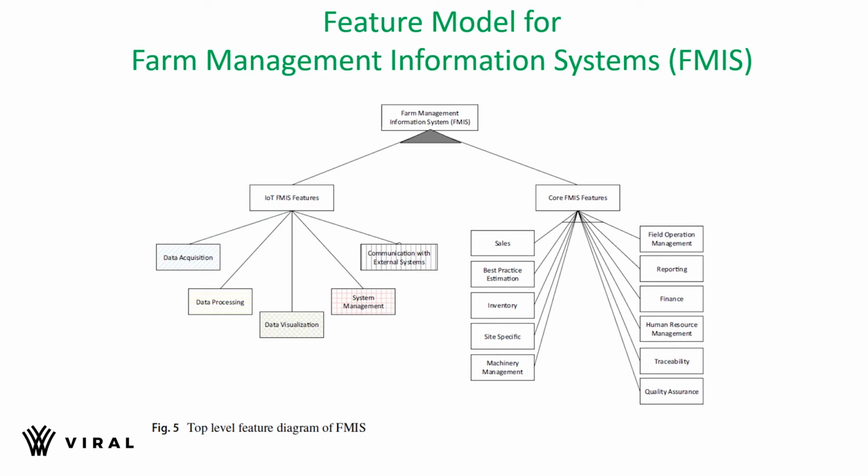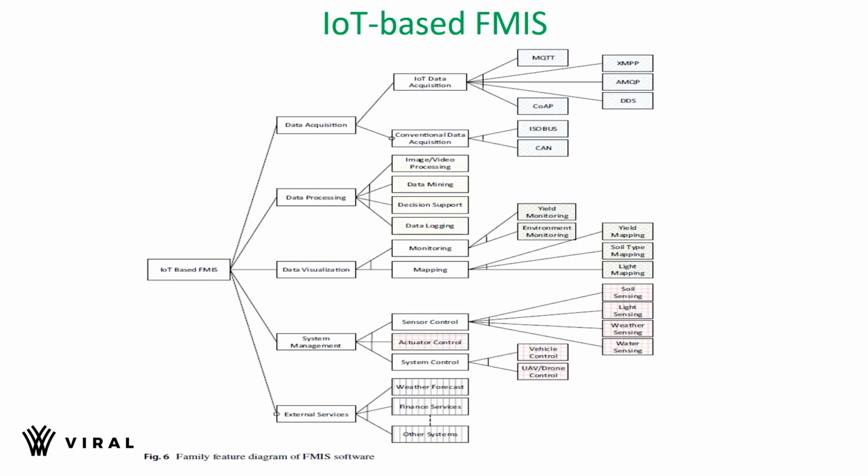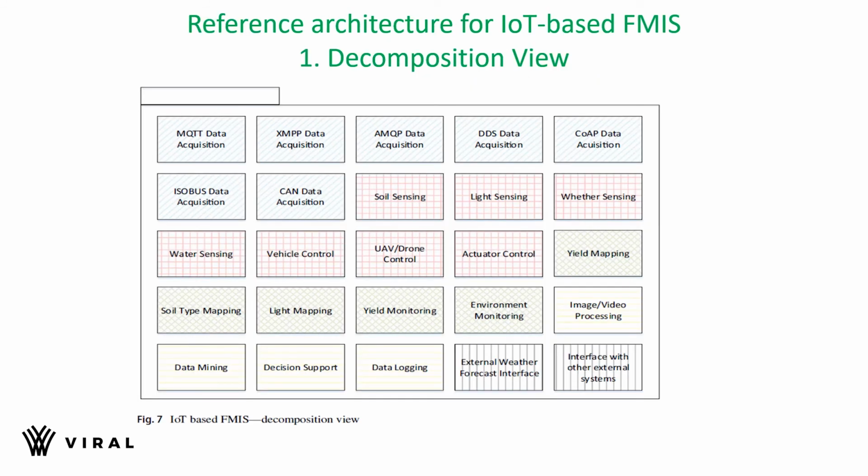Since I have no more time, I will try to show the results. But of course, you can read the whole article on how we have designed this approach. This shows the farm management information system feature model. This shows how we integrated it with IoT concepts. This is the IoT-based farm information system. You can also look at the reference architecture for an IoT-based farm. This is the composition view, which shows all the available components for an IoT-based farm system.